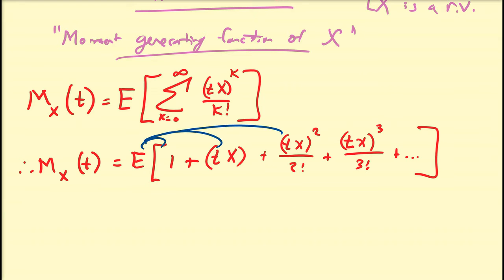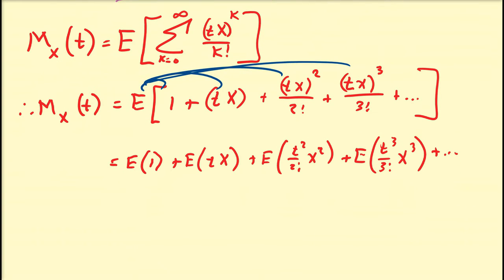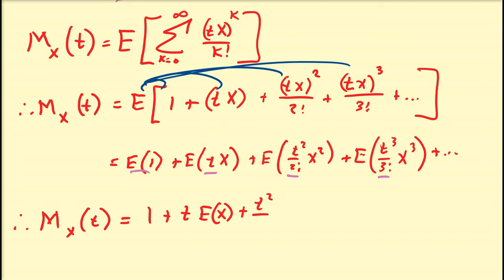So I can distribute this expectation over this infinite series. So we have this is equal to the expectation of 1 plus the expectation of tx plus the expectation of t squared over 2 factorial x squared plus the expectation of t cubed over 3 factorial x cubed and so on. So notice that we have constants inside of these expectations because remember t is just a constant and the expectation of 1 is just equal to 1, so nothing special about that. So we can write the moment generating function of x of t is precisely equal to 1 plus t times the expectation of x plus t squared over 2 factorial times the expectation of x squared plus t cubed over 3 factorial times the expectation of x cubed, and so on.